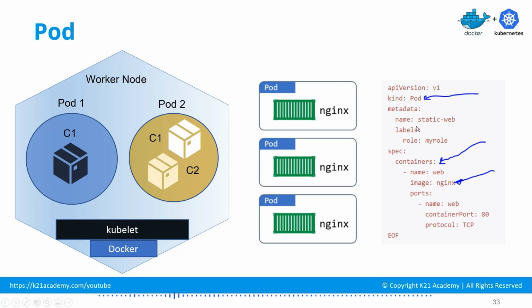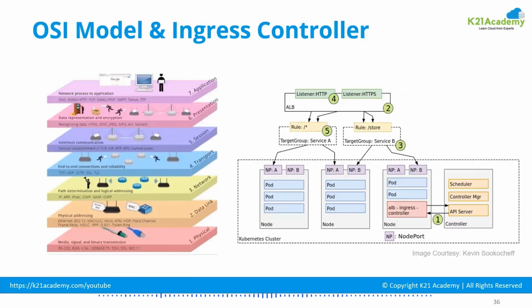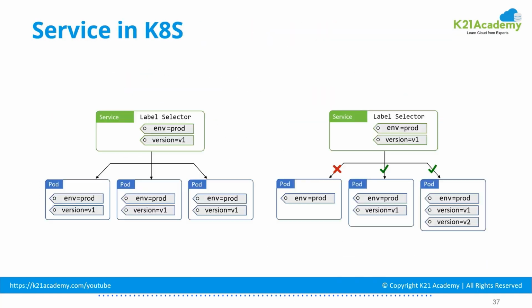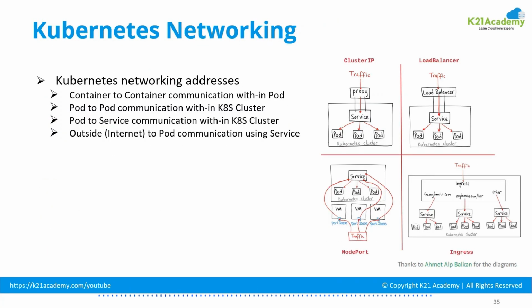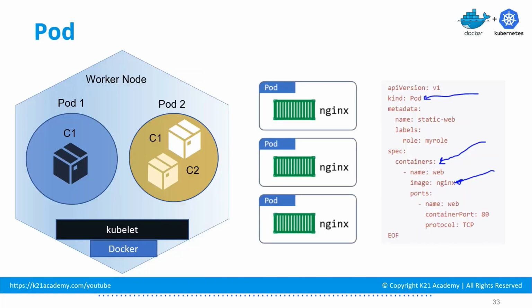And this is metadata, which means it's telling about this pod: what is the name of the pod, and any label you want to apply. A label has a direct relationship with a service, which we'll cover when we look at networking. So how does a label play an important role in forwarding requests to the pod? We'll cover that a little bit later.